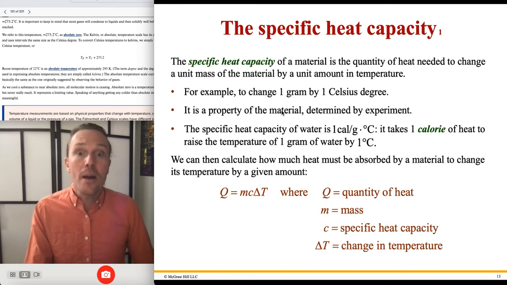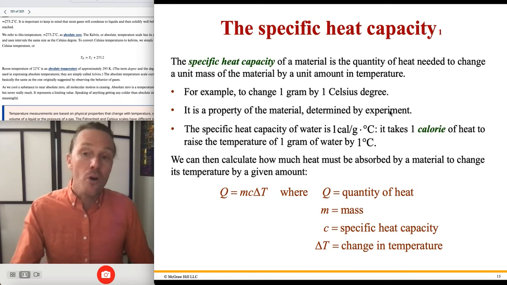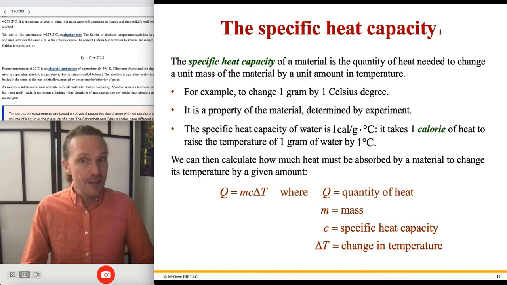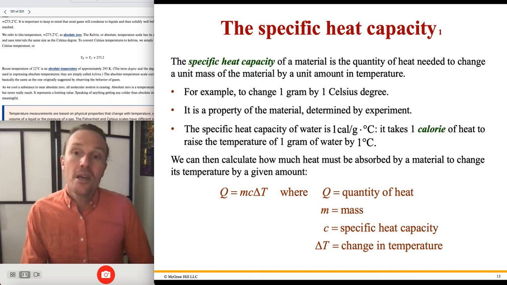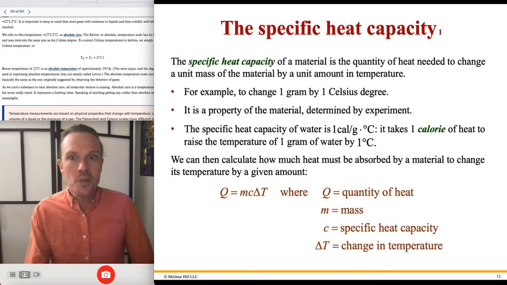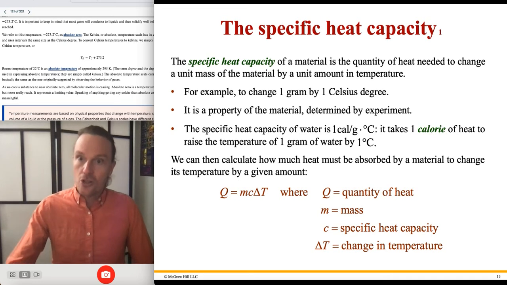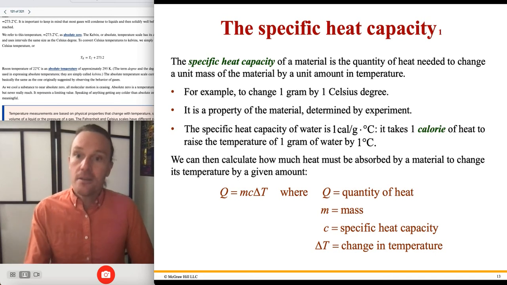Okay, it is a property of the material determined by experiment. By the way, this is all empirical. People have collected it, double-checked this data, and now we rely on certain published values that I believe are probably periodically rechecked, but there are certain agreed upon references for common substances.